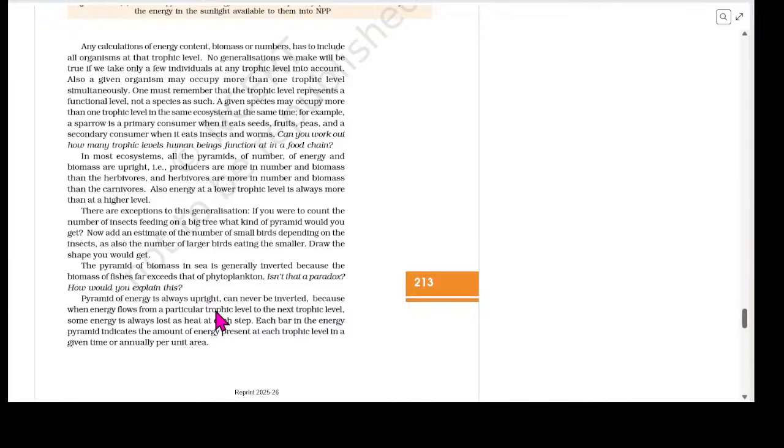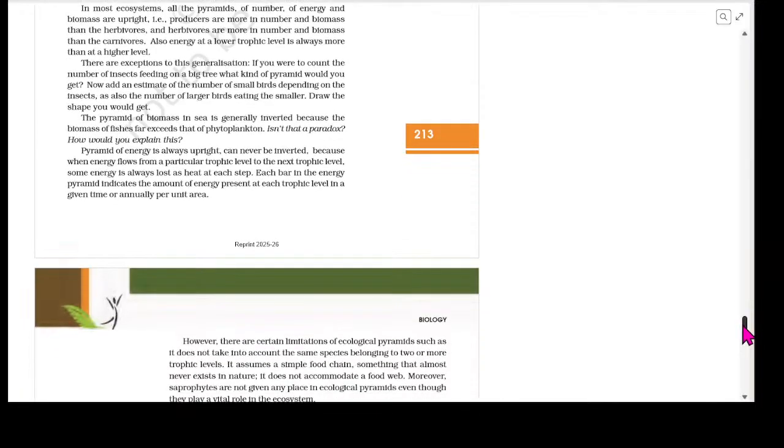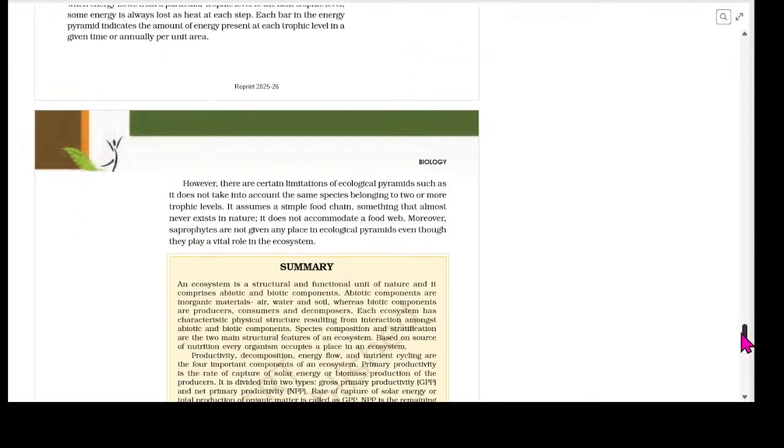Pyramid of energy is always upright and can never be inverted because when energy flows from a particular trophic level to the next trophic level, some energy is always lost as heat at each step. Each bar in the energy pyramid indicates the amount of energy present at each trophic level in a given time or annually per unit area.